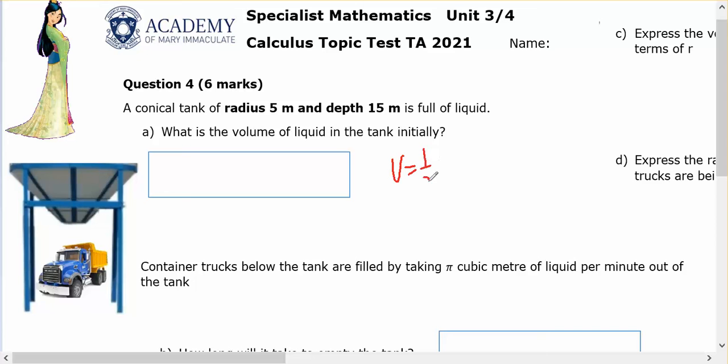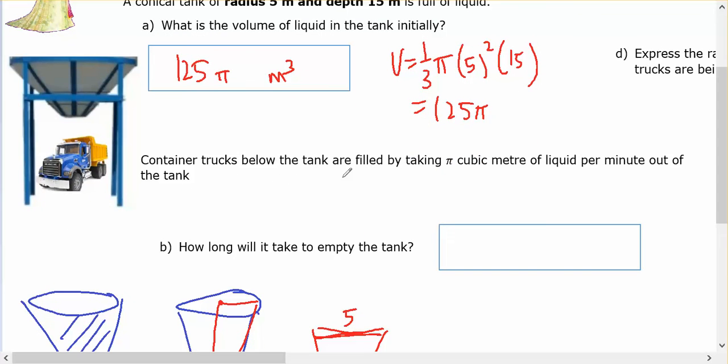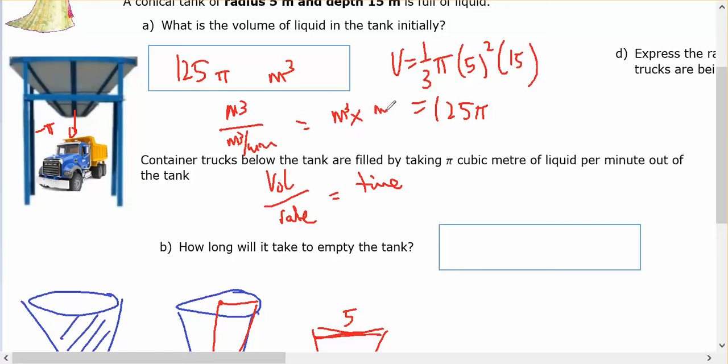So the volume is going to be 1/3 pi r squared, 5 squared times h, which is 15, and that gives me 125 pi cubic meters. The container trucks below, it leaves at minus pi cubic meters per minute. So if I have the volume and I divide it by the rate, that's going to give me the time, because I will have meters cubed divided by meters cubed per minute, which is meters cubed times minute on meters cubed. So 125 pi divided by pi, 125 minutes.